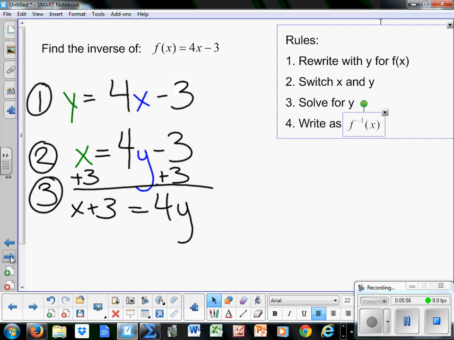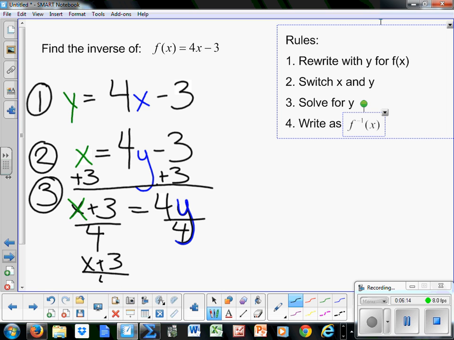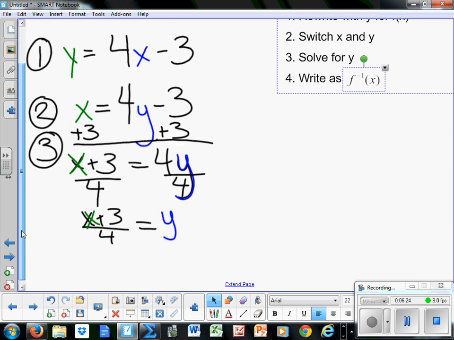I wanted to make my x green here and my y blue. I'll stick to that color. And then the next thing we're going to do is divide both sides by 4. That will get our y by itself. So we have x plus 3 over 4 equals our y, which again, I keep forgetting to change the color here on you guys. But there we have our y by ourselves.